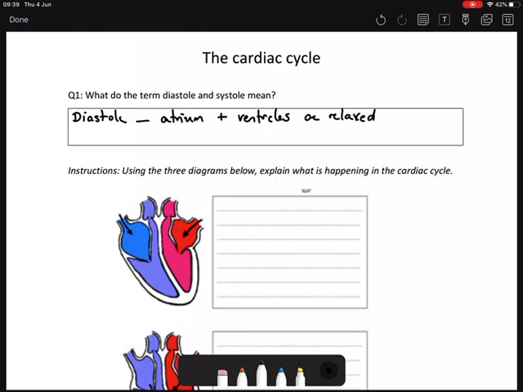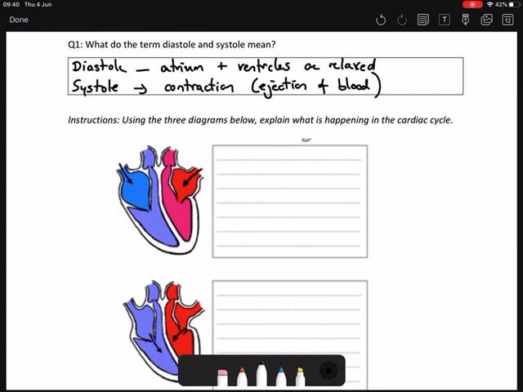So if diastole is a state of relaxation, we have systole, which is when there is a contraction, an ejection of blood from the heart. Now you can't have the atrium and the ventricles both in systole at the same time. They can both be in diastole at the same time, but they can't be in systole.